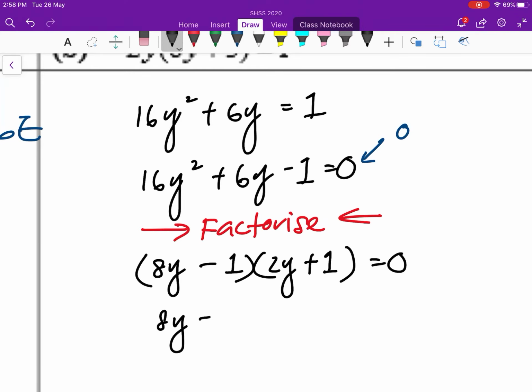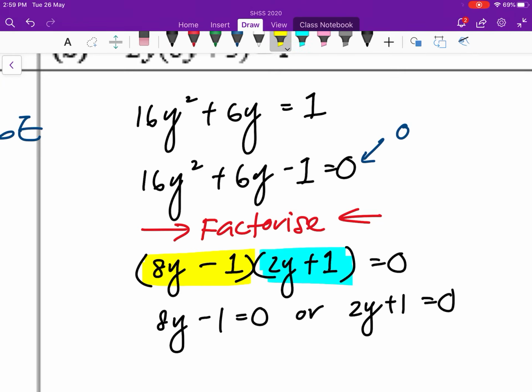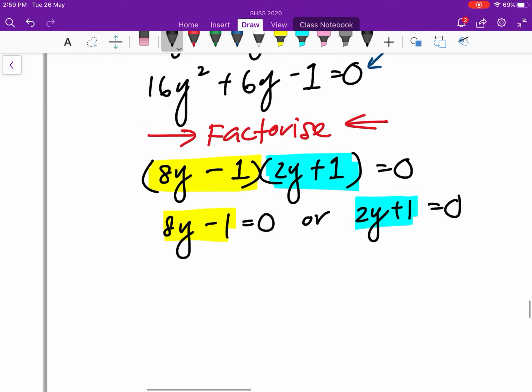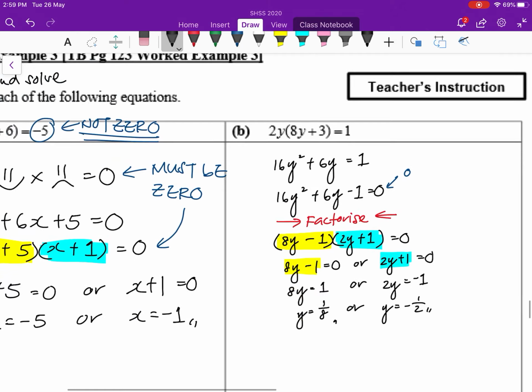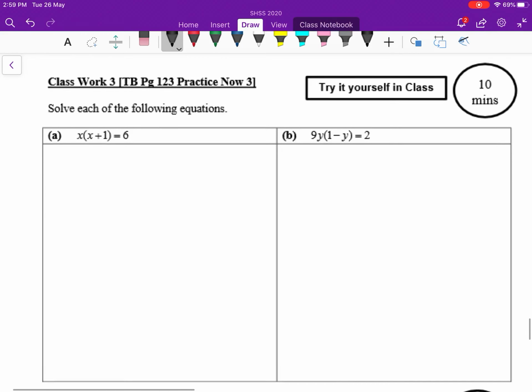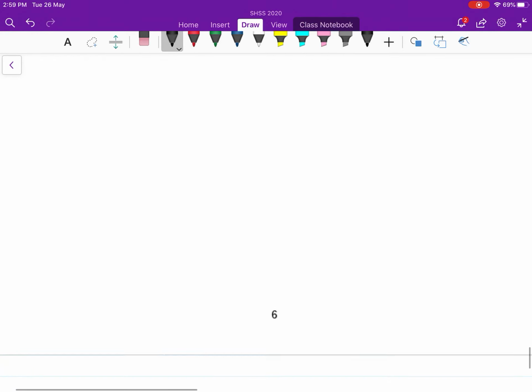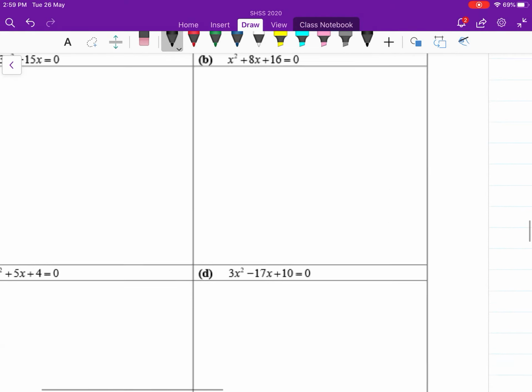So this is 8y minus 1 equals to 0, or 2y plus 1 equals to 0. Same, yellow multiply by blue equals to 0. So either yellow equals to 0 or blue equals to 0. From here, plus 1 on both sides, 8y equals to 1, or minus 1 on both sides. Divide by 8, divide by 2. Done. Alright, so this is work example number 3. Finish off classwork 3, and that's it for this worksheet 8A.